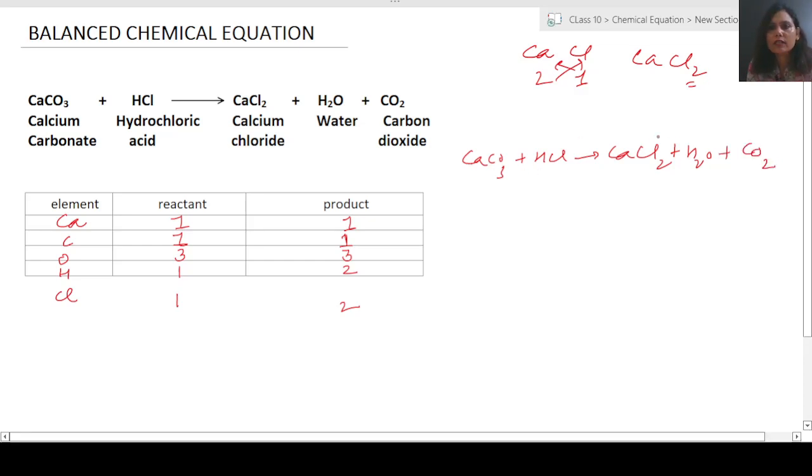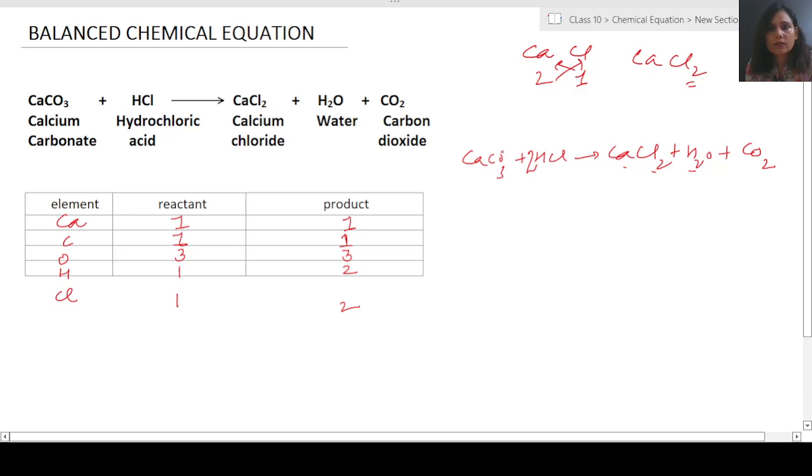Ca is 1 here, keep in mind. Cl2 is 2 here, and it is Cl only here, so in front of it we can put 2. This 2 will go to H, this 2 will go to Cl, so Cl will become 2. Ca is 1 here, and H will become 2. So Ca, Cl and H are balanced now.